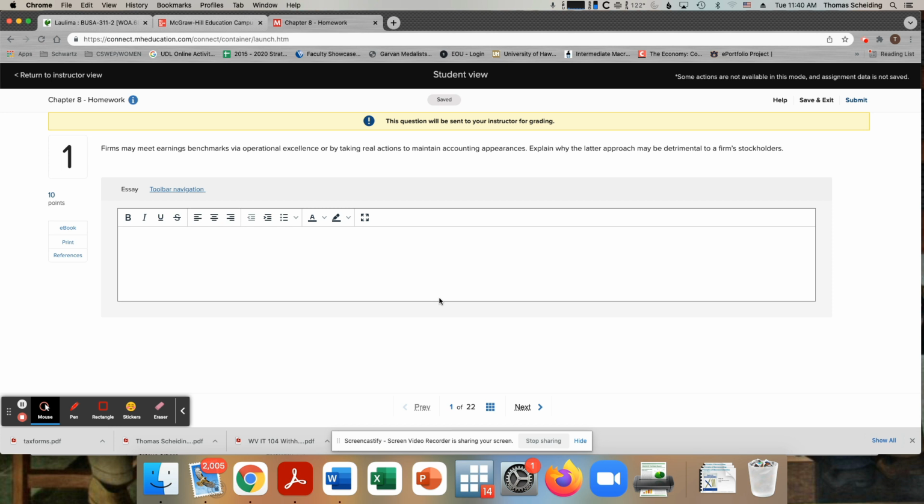How would we see accounting appearances? You'd see that if you see weird things going on in terms of how inventory is being managed. If you see a lot of non-recurring revenue, that suggests maybe even a selling of operations or other things that are designed only to maintain a higher profit level.